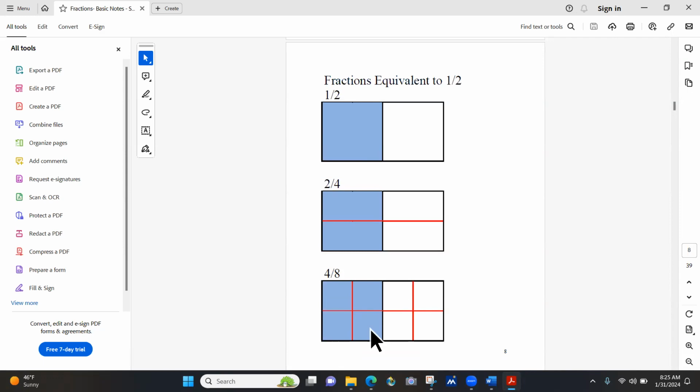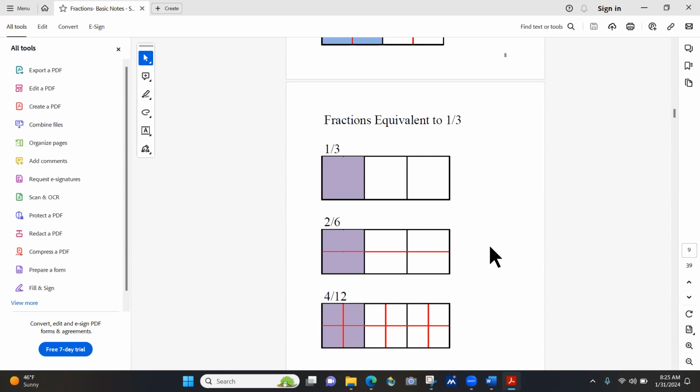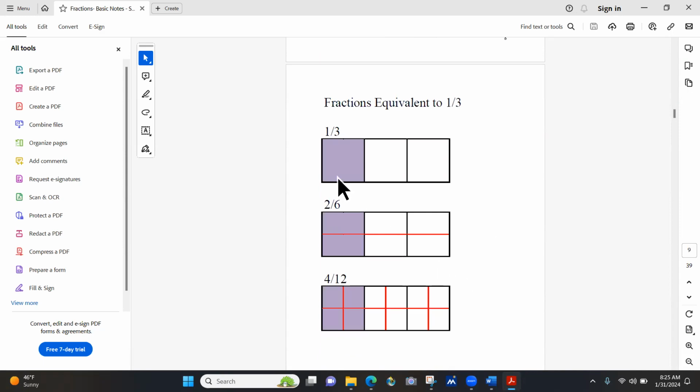You want students to see it. This is very similar, and I'll let you think about it, how 1/3, 2/6, and 4/12 represent really 1/3. It's a visual way of seeing it.